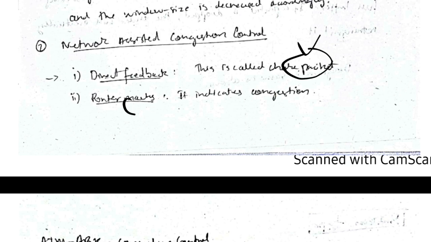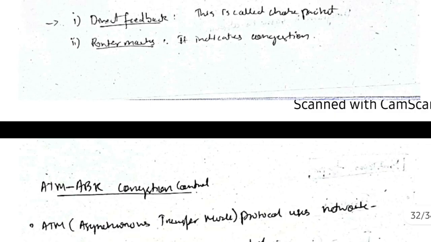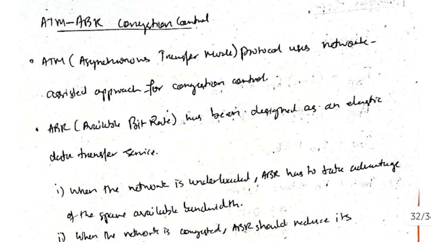Second is the router markers. A router will mark a packet, meaning the congestion is there. That packet will be sent to the sender, and that indicates that the congestion is there, so the data rate will be reduced. Okay, so these are the two types, and in one of these we have ATM ABR.